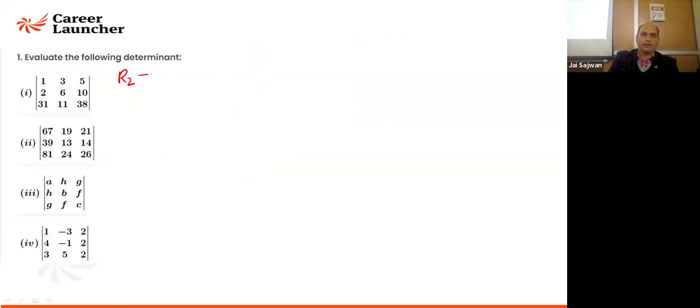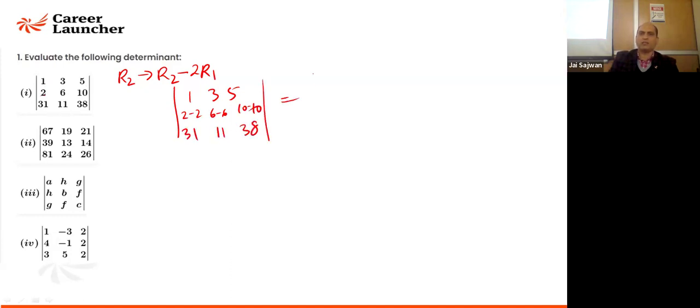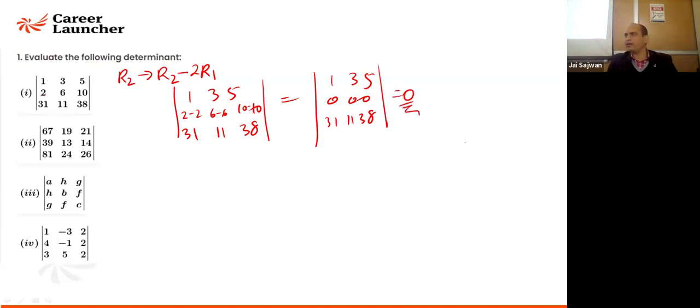Can I say row second tends to row second minus twice of row first? Whenever two rows are same or two columns are same, the determinant is always 0. So what I get from here is, it is already 1, 3, 5. So this row second is 2 minus 2, 6 minus 6, 10 minus 10, which comes out to be 0. Any row which is coming out to be 0, I will say the answer is 0. So 1, 3, 5, 0, 0, 0, 31, 11 and 38. I will say determinant of this is 0. Do you agree with it?